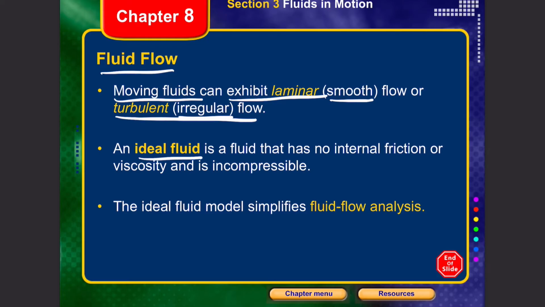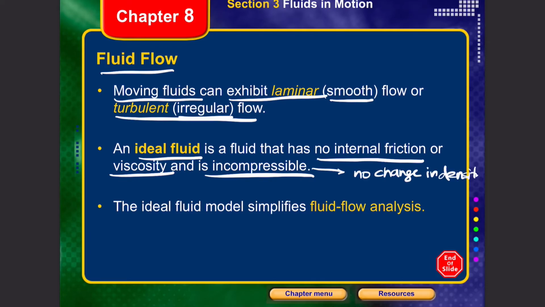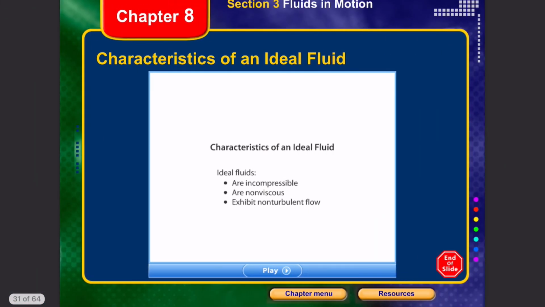Generally, an ideal fluid is a fluid that has no internal friction or viscosity and is incompressible. Incompressible refers to the idea that there is no change in density. So whenever you see the term incompressible, remember that there is no change in density. We use the ideal fluid model to simplify fluid flow analysis. What are the characteristics of an ideal fluid? First, it should be incompressible, which means there is no change in density with respect to pressure. They are also non-viscous, and they exhibit non-turbulent flow.